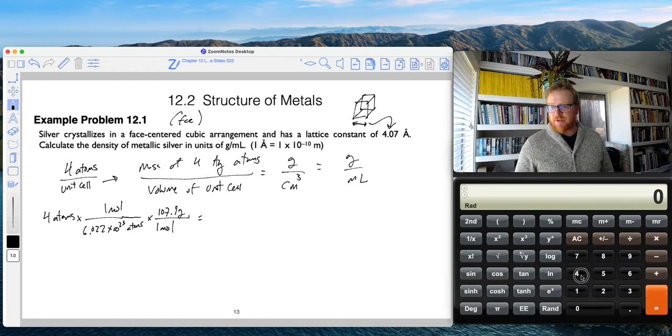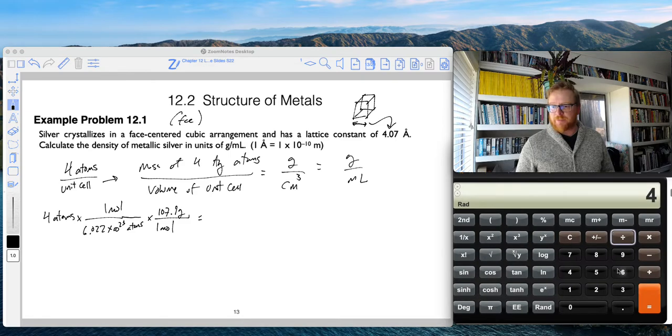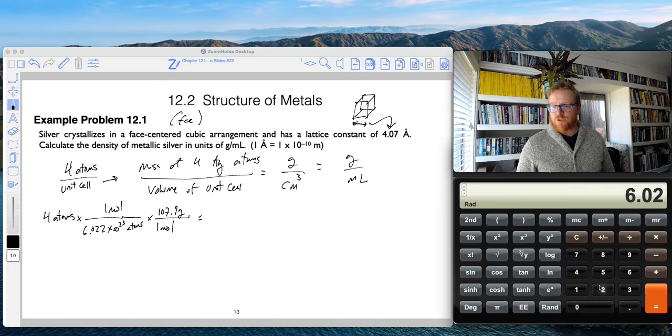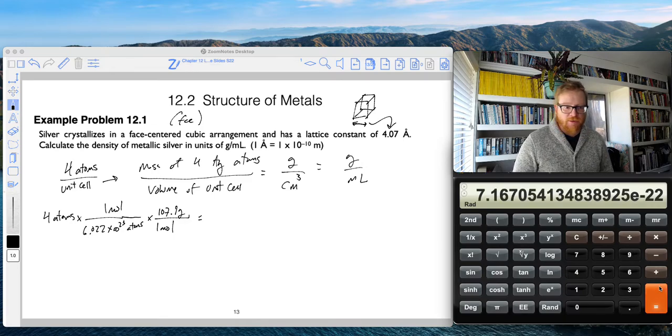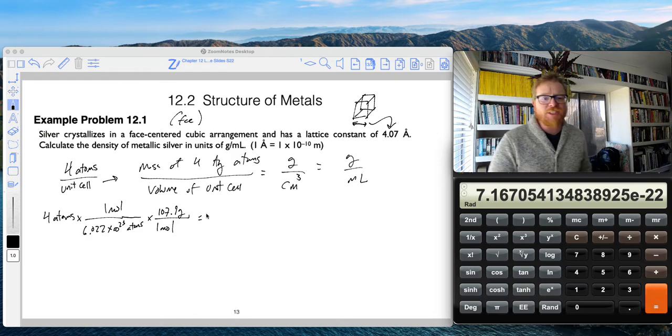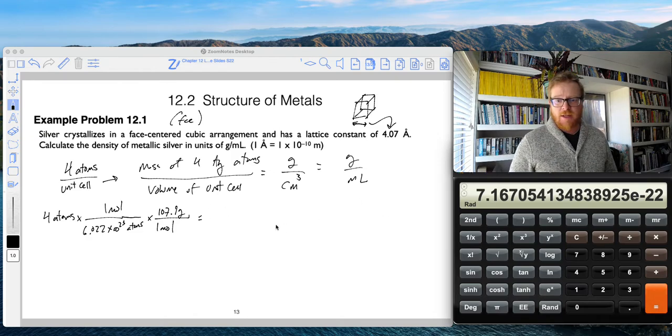So now we can do that calculation. That's going to be 4 divided by 6.022 e to the 23, times 107.9. I'm just going to put a whole bunch of sig figs on this, and then I'll estimate them at the end. I get 7.1671 times 10 to the minus 22 grams.